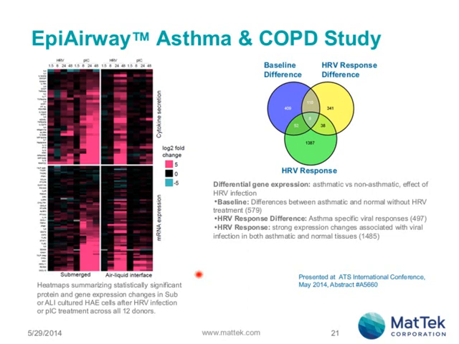And finally, the general HRV response category, which included strong expression changes associated with HRV infection in both asthmatic and normal tissues, included 1,485 changes. So for details on either the cytokine secretion changes or genetic differences observed in this study, you can go ahead to our website and request a copy of the poster, and we'll gladly send that to you.